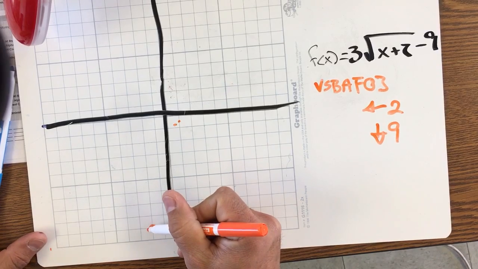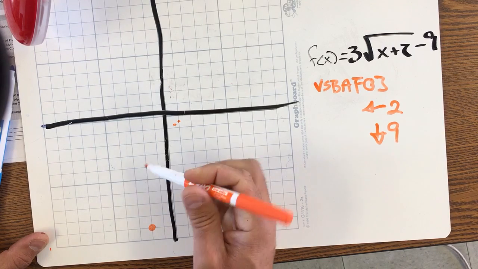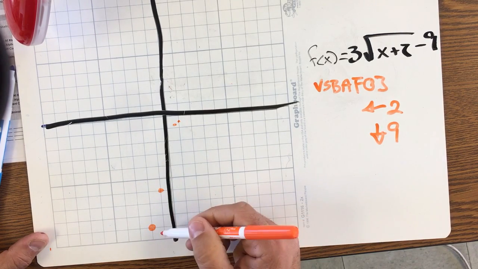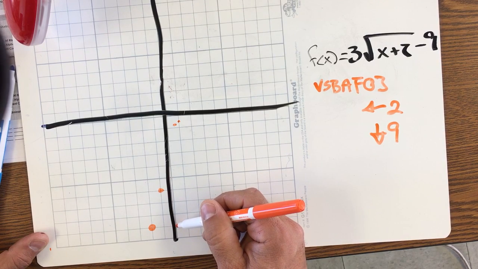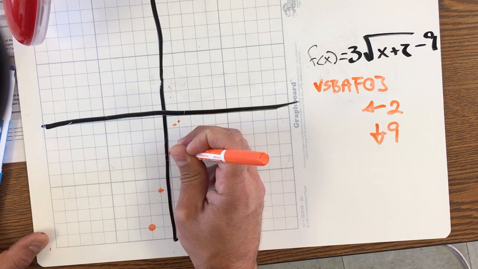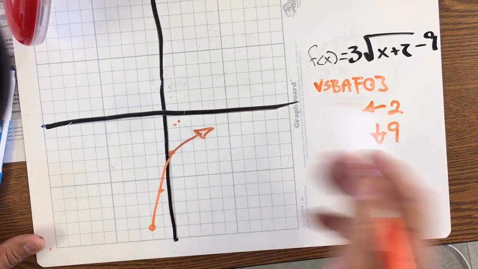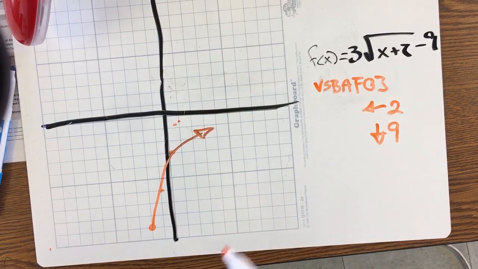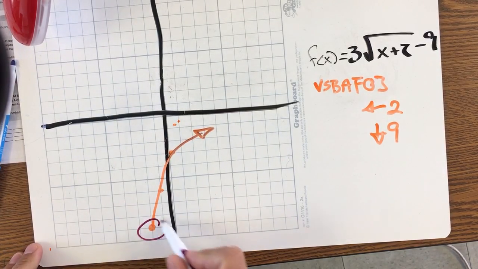My next point is going to be -1, -6. And then I'm going to be at right here. So it's going to kind of go like this. And that arrow means that it goes on forever. But the only really important point is this guy right here.